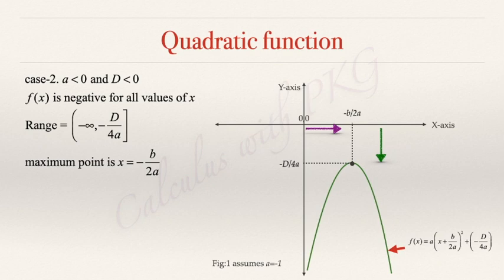So here f of x is negative for all values of x if a is less than 0 and d is less than 0. And what about the range of the function? By looking at the graph, we can easily say that the range of the function is from minus infinity to minus d by 4a. And the maximum point is x equal to minus b by twice a.